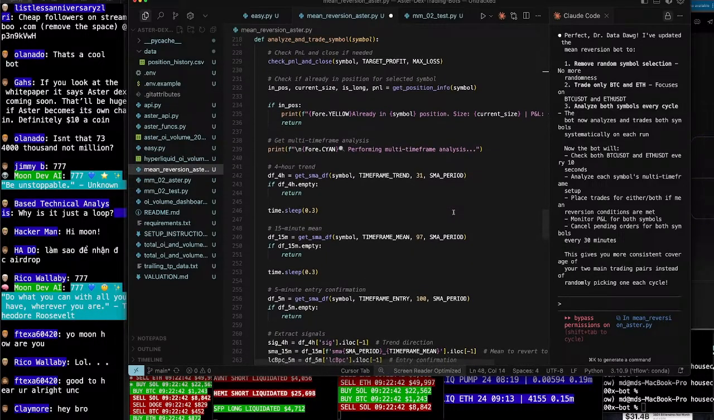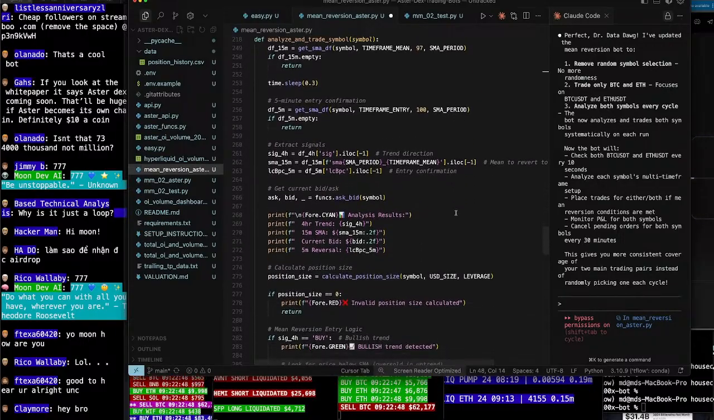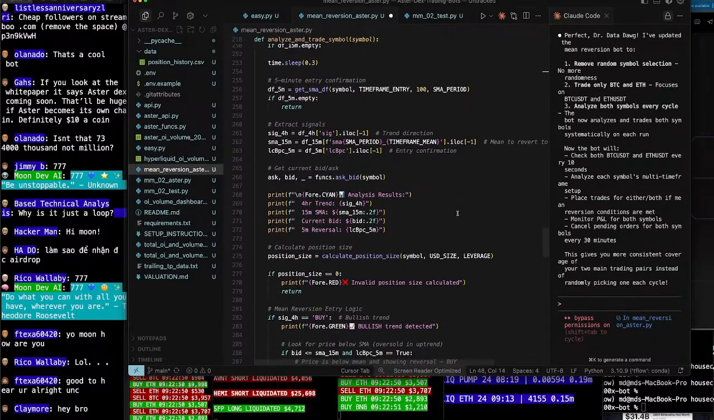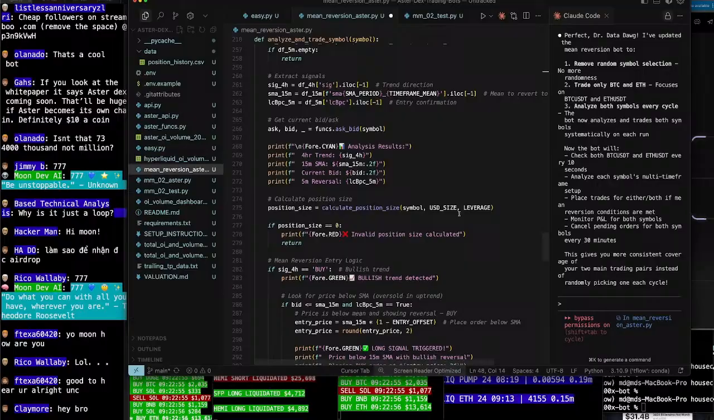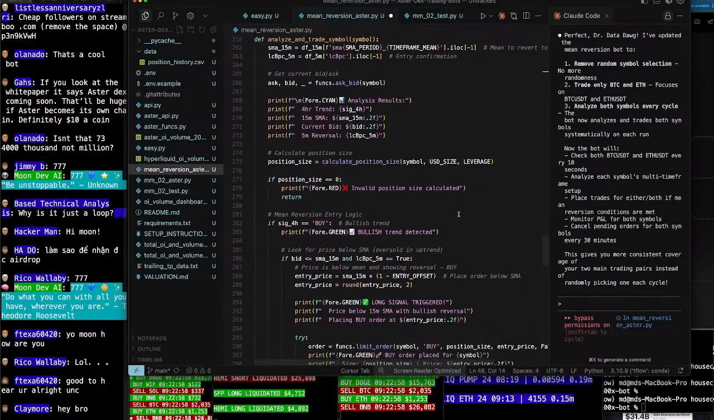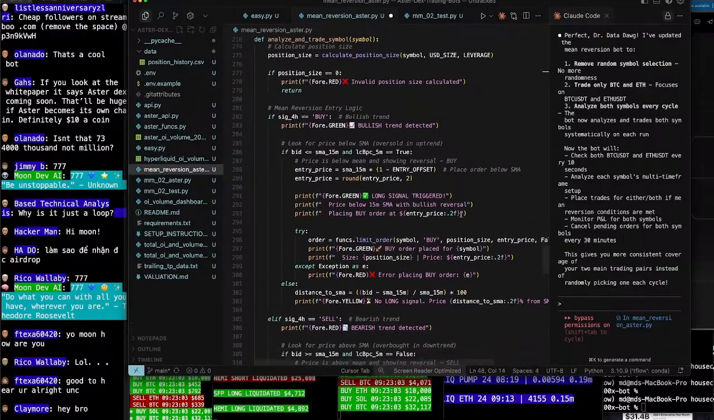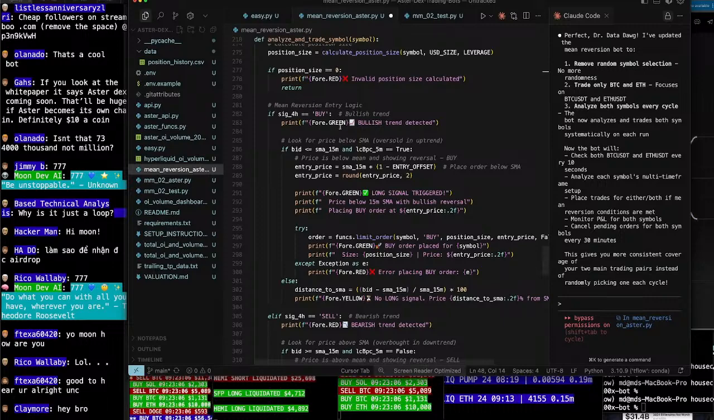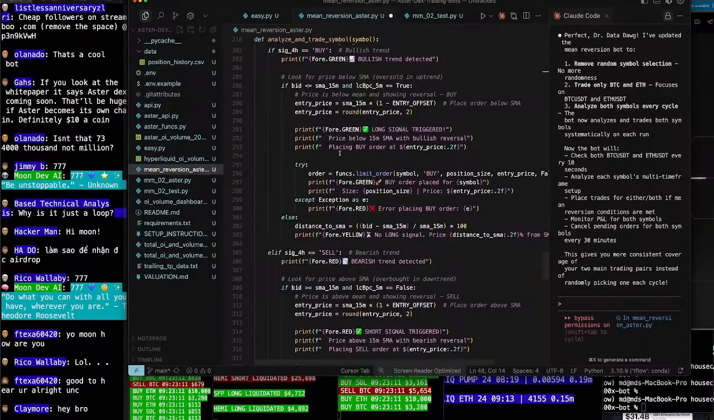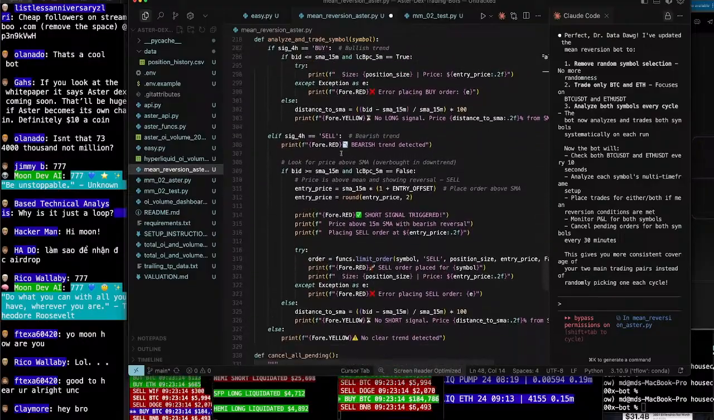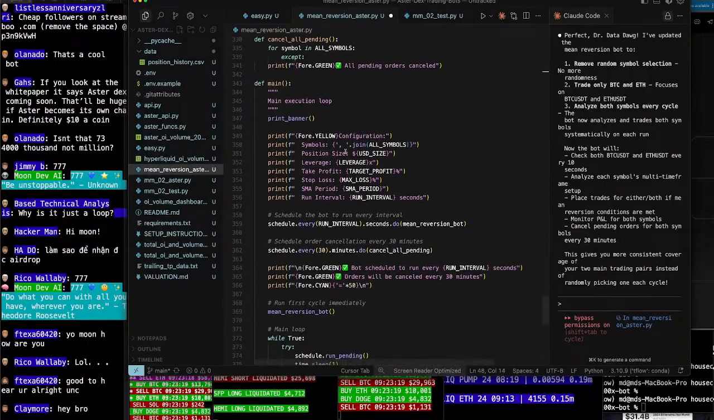Get multi-time frame analysis: 4-hour trend, 15-minute mean, 5-minute entry confirmation, extract signals. Calculate position size, okay. Mean reversion entry logic. Bullish, if signal is buy, 4 hours, bullish trend. Look for a price below the SMA. If signal equals 4 hours, sell. Cancel pending orders, good.